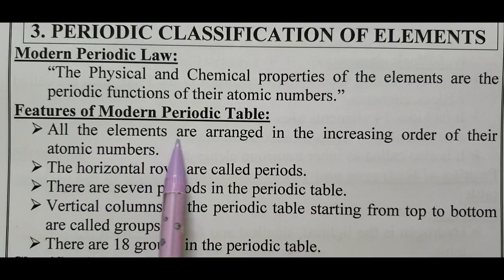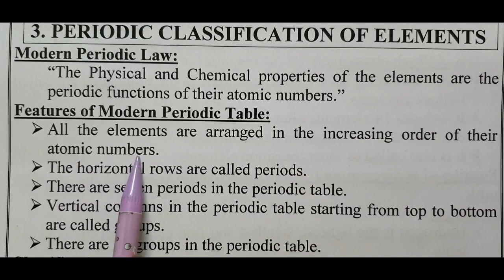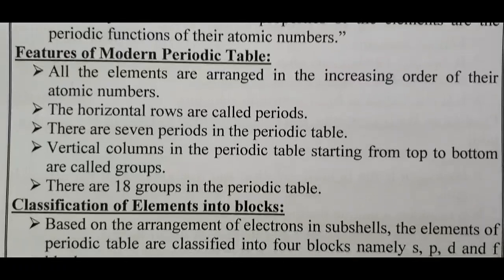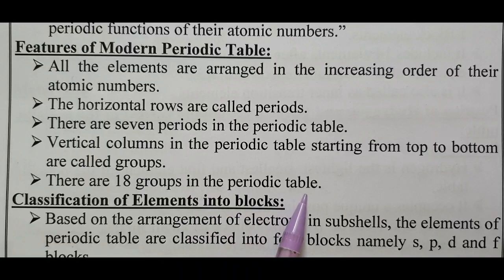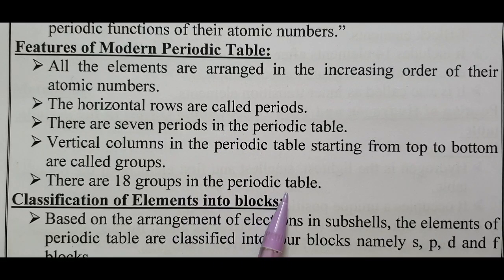All the elements are arranged in the increasing order of their atomic numbers in the periodic table. The horizontal rows are called periods. There are 7 periods in the periodic table. Vertical columns in the periodic table, starting from top to bottom, are called groups. There are 18 groups in the periodic table. So 7 periods and 18 groups in the periodic table.